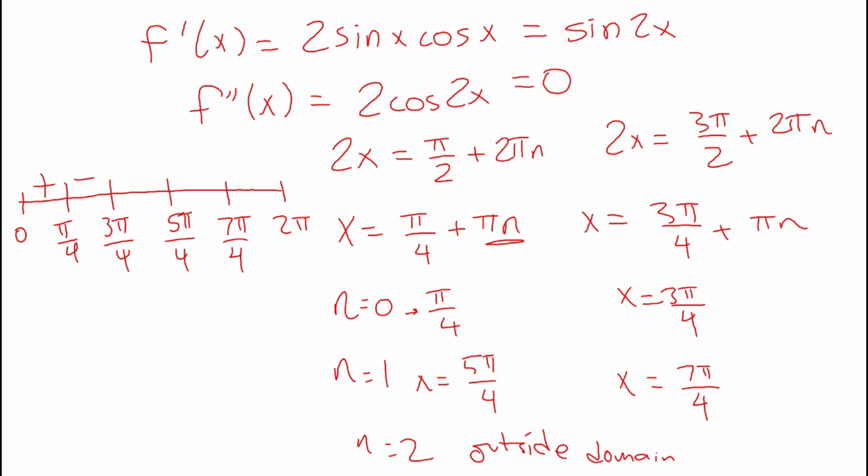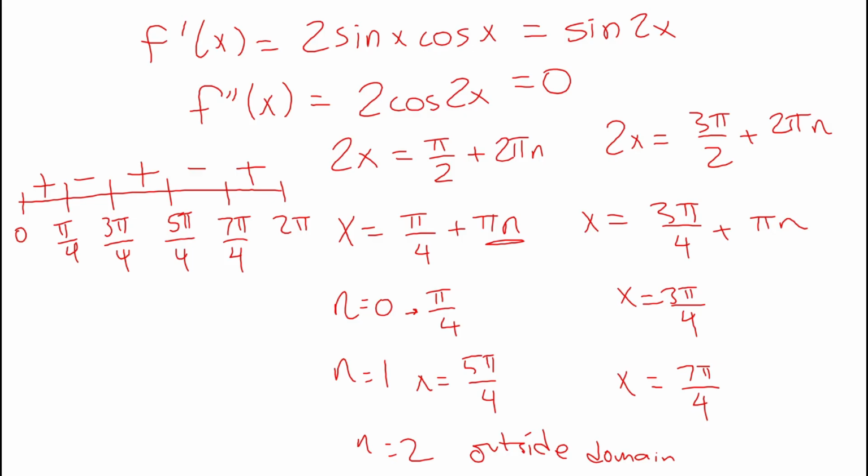If I take something between 3 pi over 4 and 5 pi over 4, like pi, and double it, that's 2 pi. Cosine of 2 pi is positive. And right on down the line, this is going to be negative and positive. They're going to flip every time. So we're going to have, actually, looks like 4 different points of inflection.